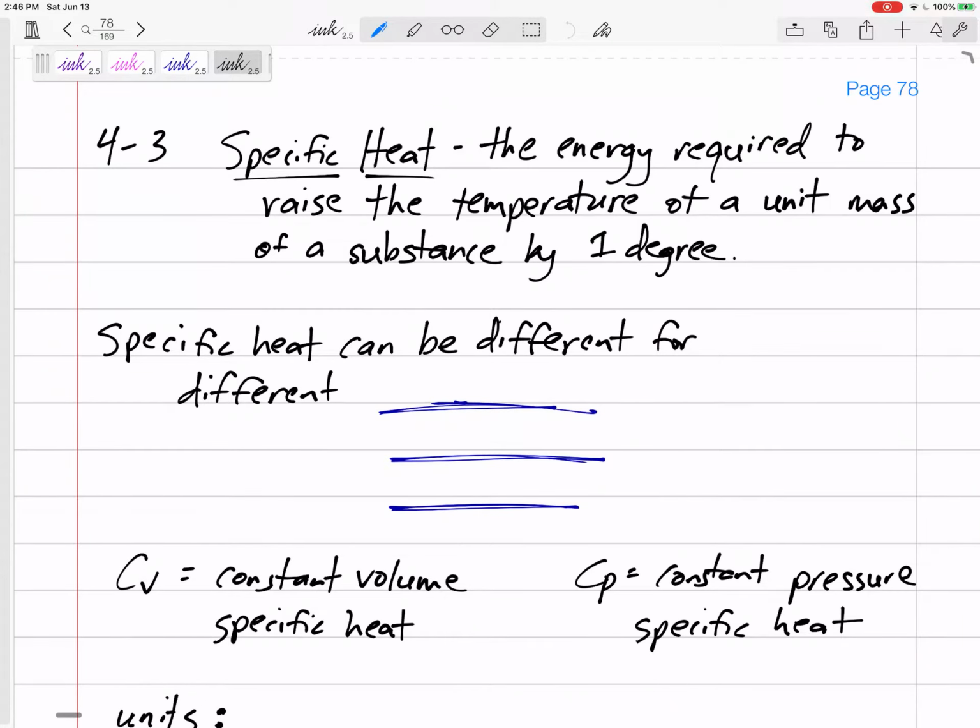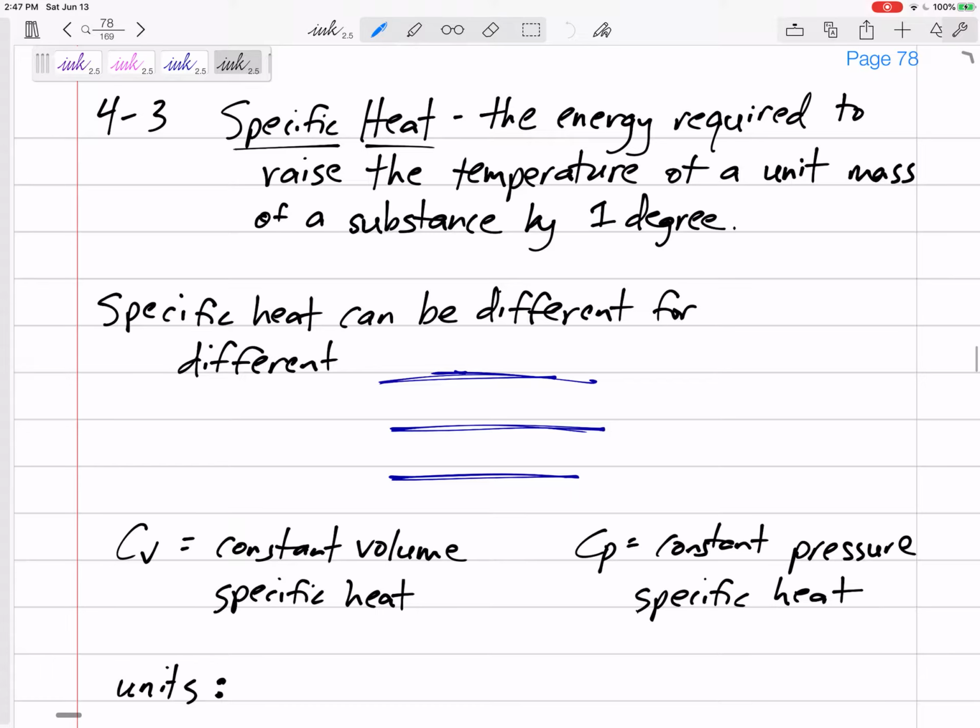Okay, so chapter 4, section 3 is all about specific heat. Specific heat is the amount of energy required to raise the temperature 1 degree for 1 unit mass of a substance. But specific heat can be different for different substances, right? I think that makes sense. The specific heat for water might be different than specific heat for air, than specific heat for nitrogen or CO2. They can also be different for different temperatures.